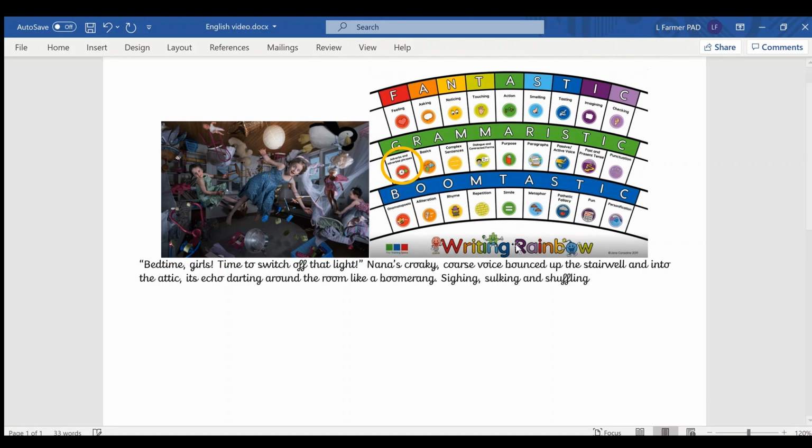Now I'm going to go back to my grammaristics. I'm going to add in an adverb. I'm going to keep it simple this time because I quite like the alliteration of sighing, sulking, and shuffling. I'm going to go for an S word and say that they're doing it sadly. They really don't want to stop playing with their toys. So sighing, sulking, and shuffling sadly.